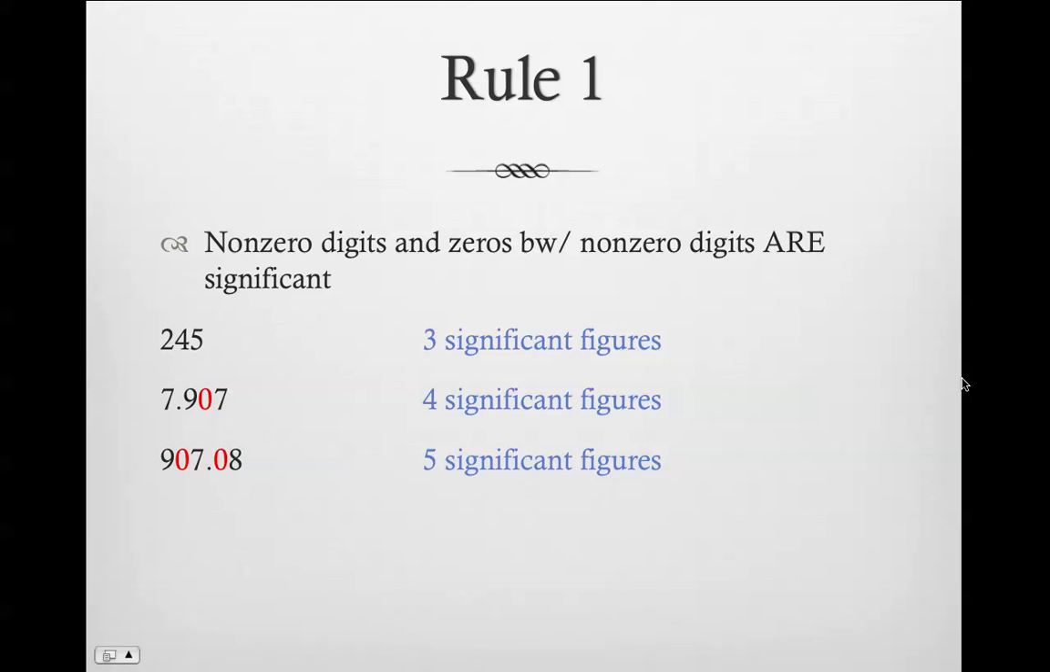So the first rule, non-zero digits and zeros between non-zero digits are significant. So taking a look at our examples, 245. All of the numbers in this value are non-zero digits, so it will have 3 sig figs. The second example, 7.907. The zero is between two non-zero digits, which means the zero will become significant. So the number of significant figures for this value is 4 sig figs.